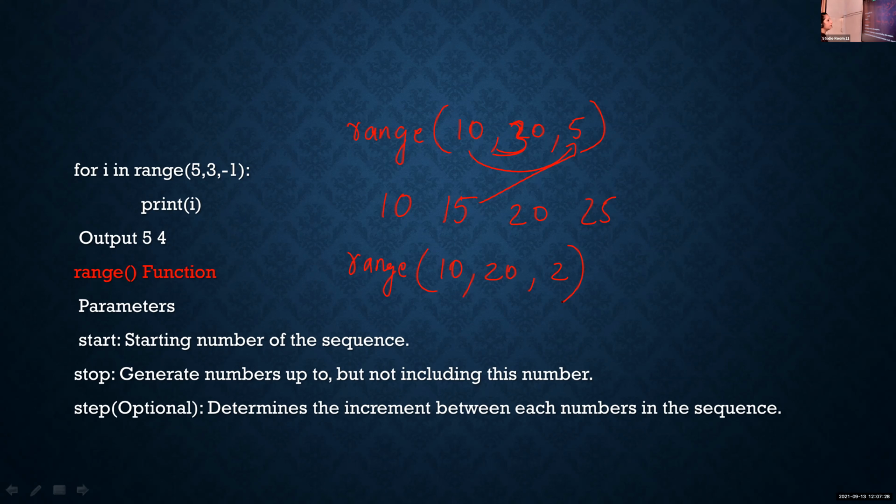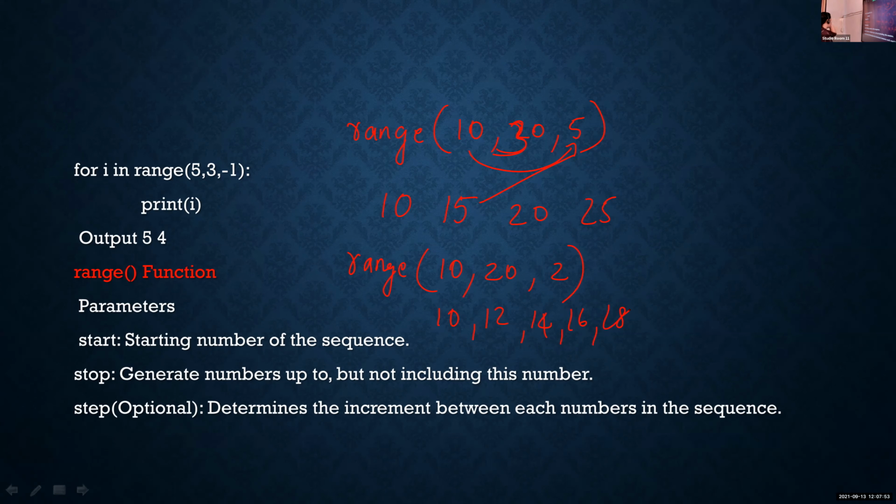Alan, read the result. Ma'am, 10 first, then 12, 14, 16, 18. Correct, Alan. It is 10, 12, 14, 16 and 18. The next value is 20, but we can't include that 20 here because it is the stop value.